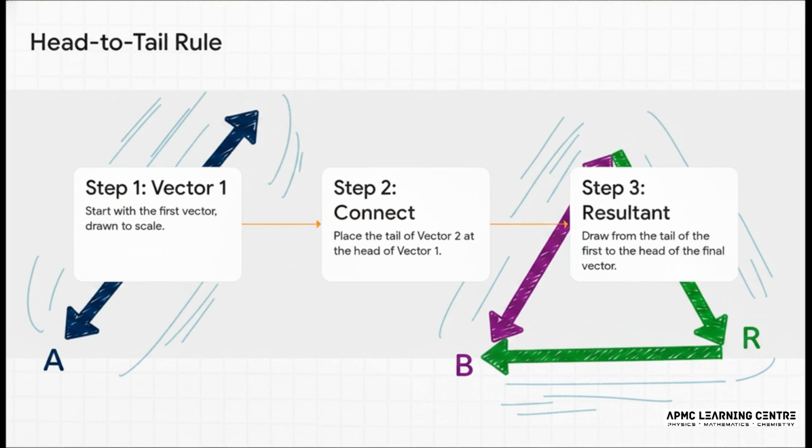The method itself is super simple. It's just 3 steps. Step 1, draw your first vector to scale. Step 2, take your second vector and place its tail right on the head of the first one. That's the head-to-tail part. And finally, step 3, you draw one last arrow, the resultant, starting from the tail of the very first vector and ending at the head of the very last one. That's it. You've just added vectors.